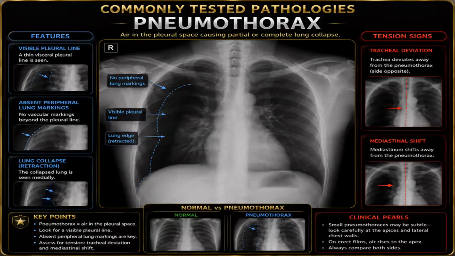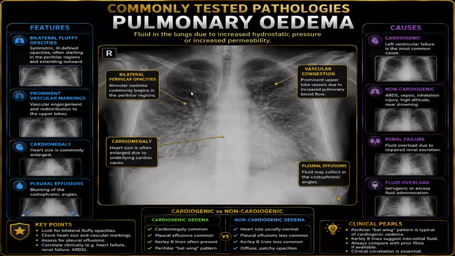Maybe in the exams, they will show you the abnormal X-ray. So, for example, pneumothorax, you will say, I can see visible pleural line, loss of peripheral lung markings, lung edge retracted. The trachea may be deviated, the mediastinum shift also. So this is pneumothorax, in the right side, for example. Clear?